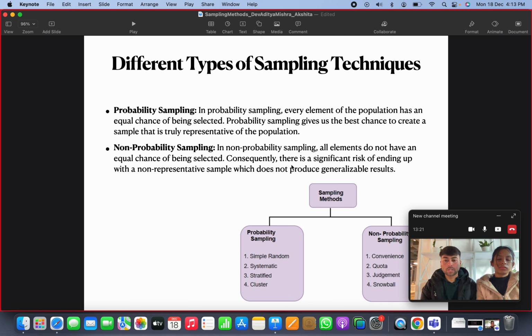There are two types of sampling techniques: probability sampling and non-probability sampling. In probability sampling, every element of the population has an equal chance of being selected, and it gives us the best chance to create a sample that is truly representative of the population. In non-probability sampling, all the elements do not have an equal chance of being selected. Probability sampling is of four types: simple random, systematic, stratified, and cluster. Non-probability sampling is also of four types: convenience, quota, judgment, and snowball.